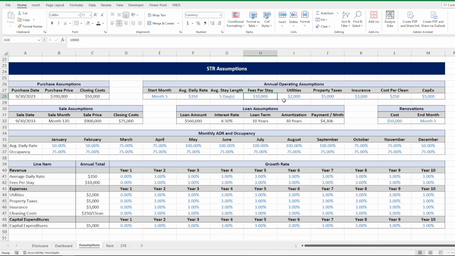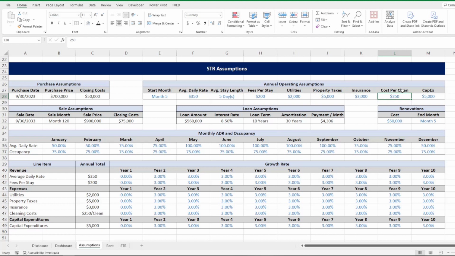I don't know why I have 10,000 in here. I guess that is kind of common for Airbnb, but let's put this down to 200. Utilities, 2,000, property taxes, insurance, and then cost per clean. And this can really just be a cost per stay.